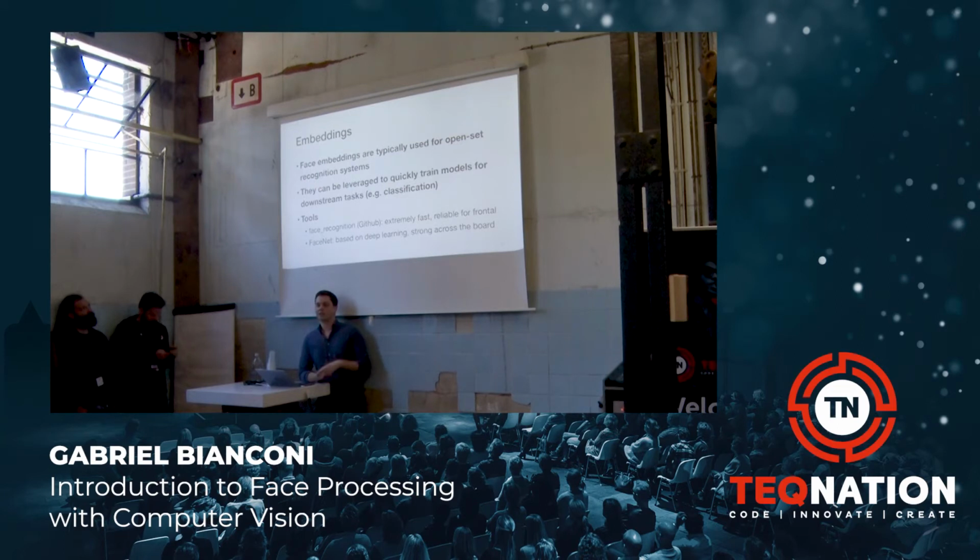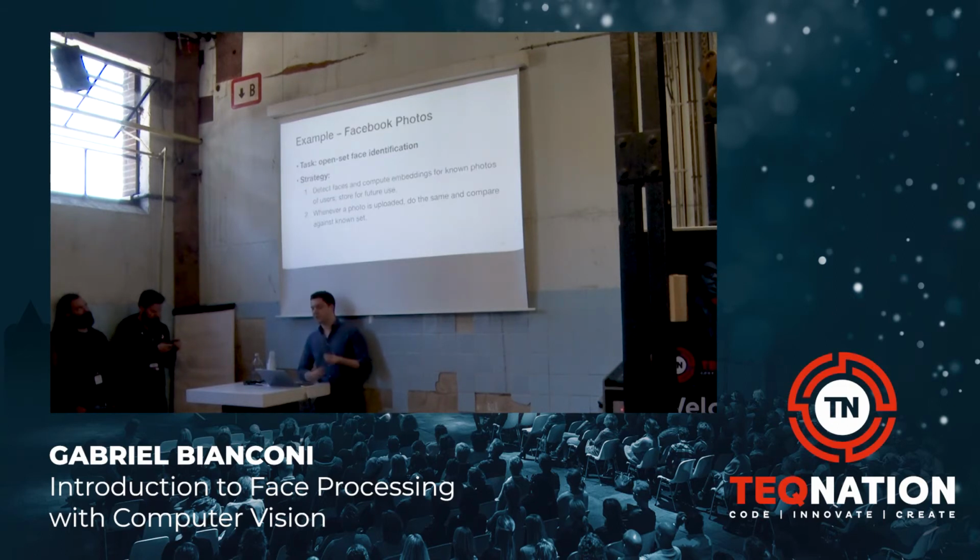We can extract the embeddings from the faces. And then even if you have a small data set, you can use those embeddings to train your model. And it's a lot easier to train from those embeddings than having a raw picture. So you can have a lot fewer samples, train a lot faster, and so on.